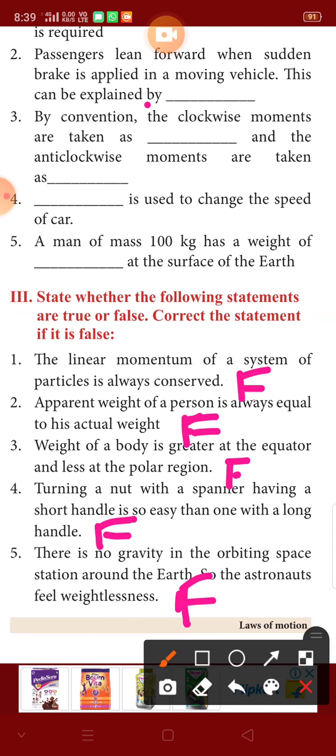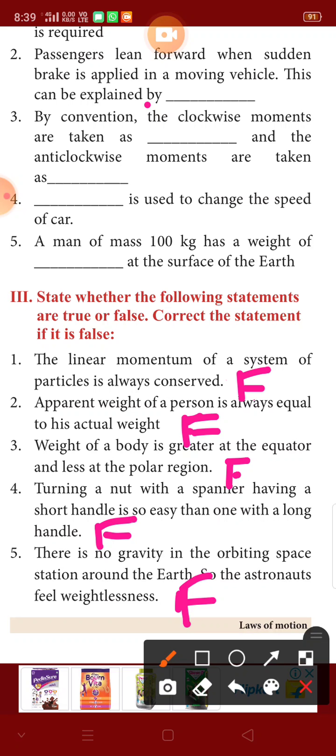Next one, state whether the following statements are true or false. Correct the statements if it is false. All the answers for the questions are false. The linear momentum of a system of particles is always conserved. The statement is false.